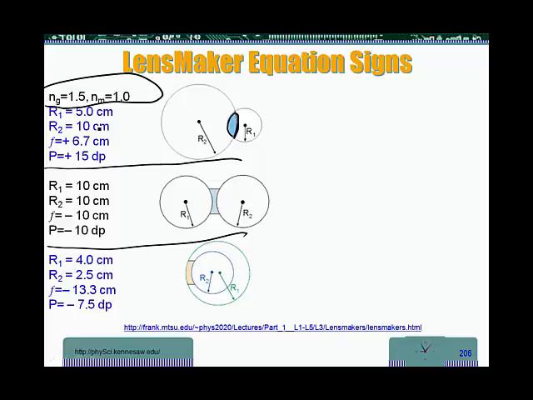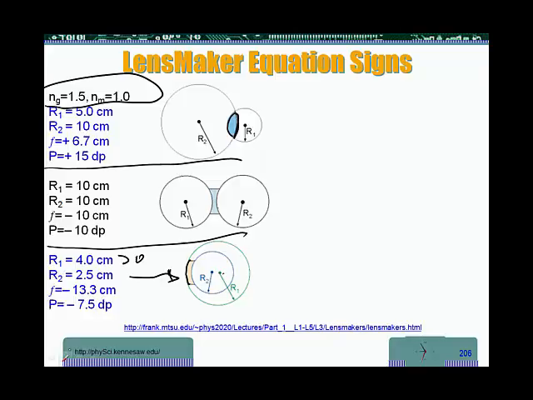Let's go through the last one. So here is our light. It's going to meet this surface. Okay, the surface, its radius is R1. So after passing through that surface, we are going to be able to pass through R1. So R1 has to be positive in that equation.